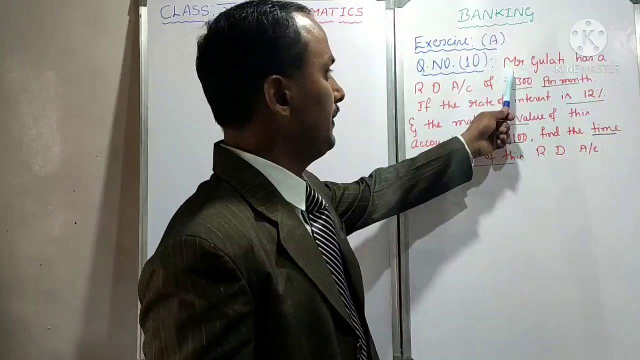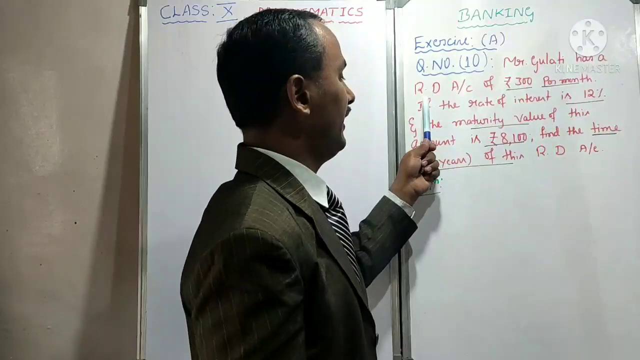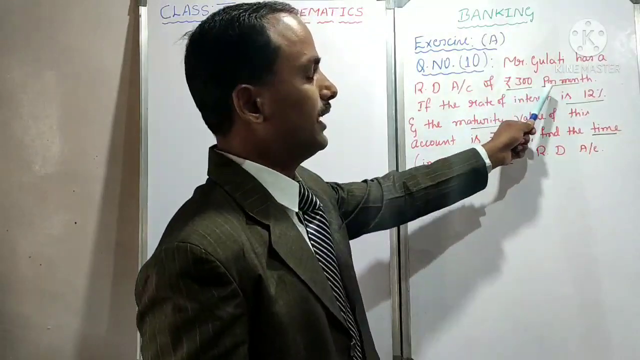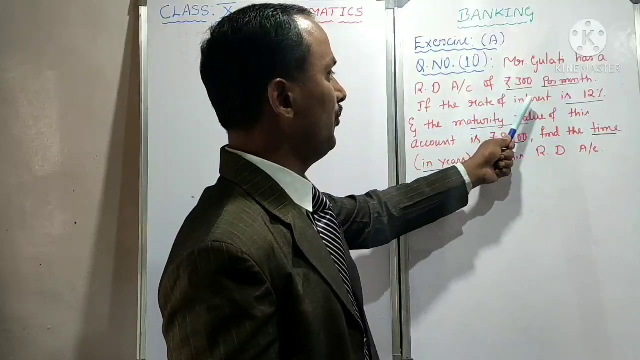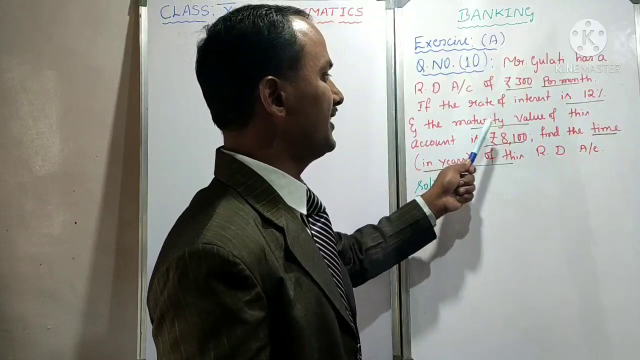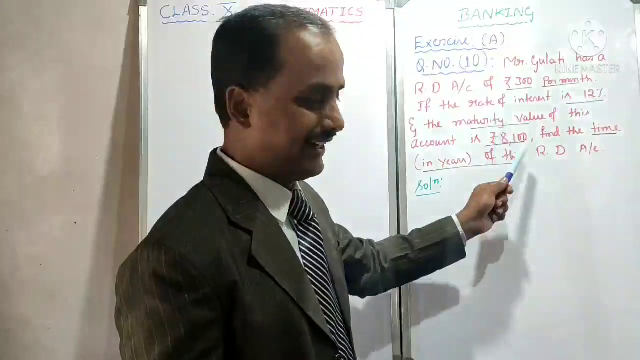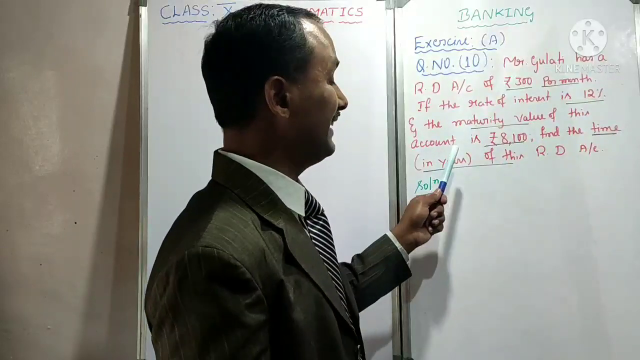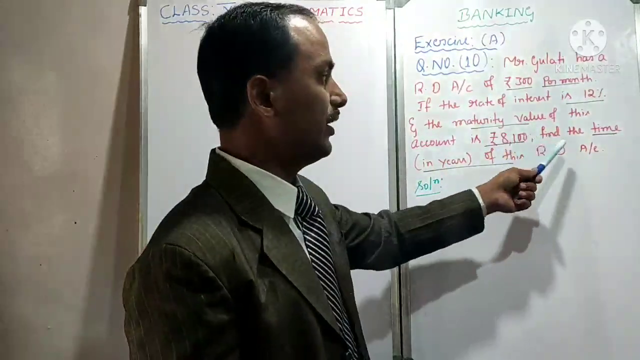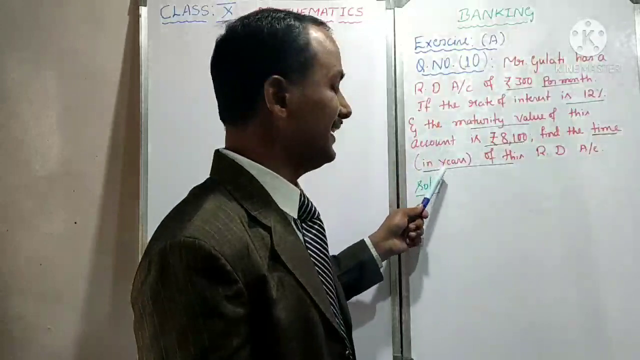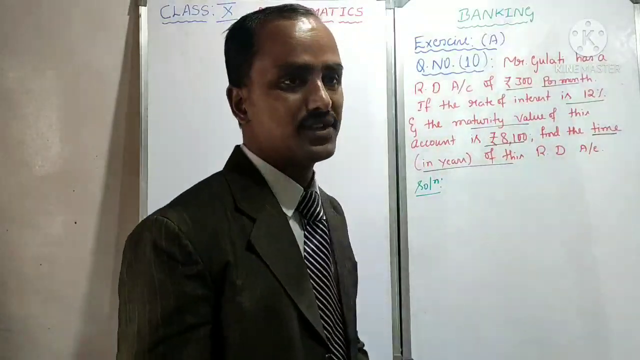I will read. Mr. Gulati has a recurring deposit account of rupees 300 per month. If the rate of interest is 12% and the maturity value of this account is 8,100, find the time in years. After finding the n value, you should represent it in years for this recurring deposit account.